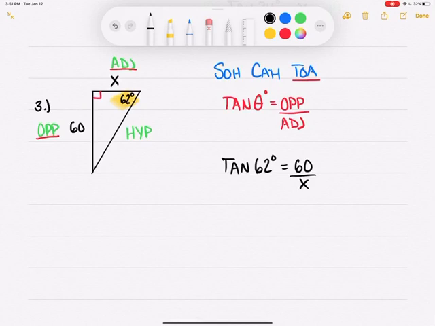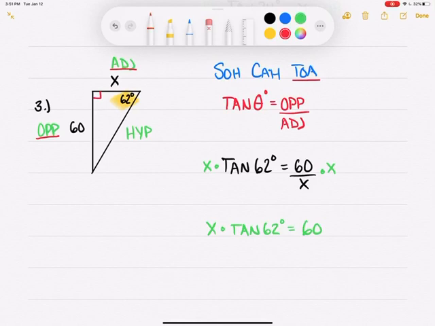Now, this is actually good because a lot of students get stuck here. They're not sure how to get the x out from underneath the bottom of the fraction, and what they try to do is just multiply both sides by 60, but that's incorrect. What I actually need to do is multiply both sides by x to get it out from underneath the bottom of the fraction. So x times the tangent of 62 degrees is equal to 60.